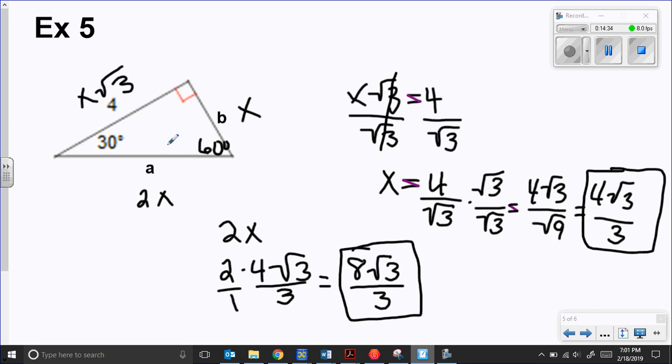So we know that we were given the long side, which is 4. We know that the short side, which is x, is 4 root 3 divided by 3. And we know the hypotenuse is 8 root 3 divided by 3.